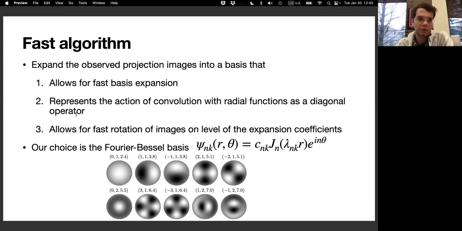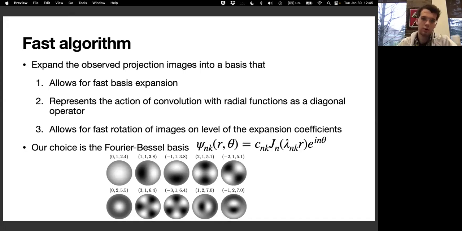But then we also have these structural properties: the convolution with the radial function, so the point spread function, has a very simple structure. It becomes a diagonal operator. And we can also rotate things very easily once we've expanded. And this turns out to be exactly what we need for this covariance estimation.